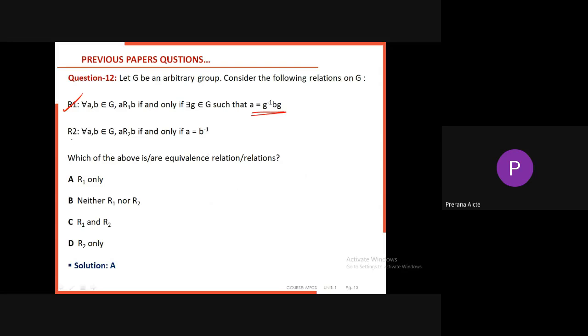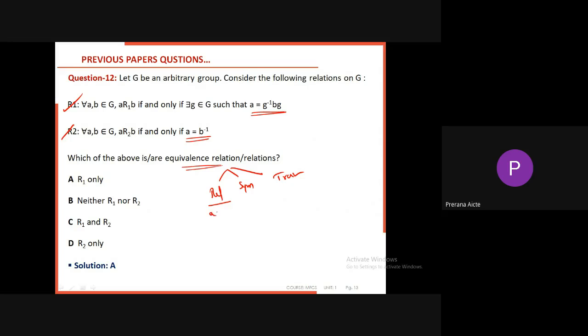Next, similarly R2 is given by a is equal to b inverse. So this is another relation given. Now he is asking to check which of the two relations are equivalence relations, whether both or only one. Now, an equivalence relation should follow three properties, as we know already. It should follow the reflexive property, second the symmetric property, and third the transitive property.